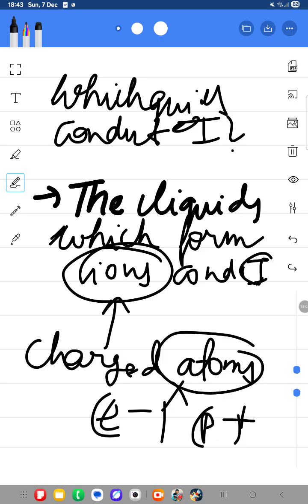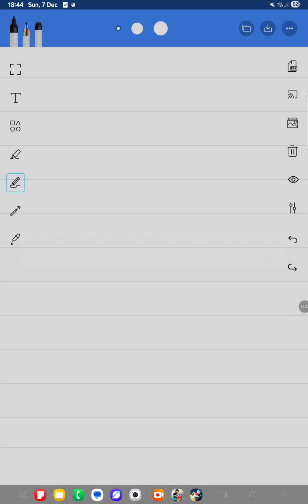Ions are of two types, cation and anion. Cation means negative, anion means positive. The atoms which are electrically charged are called ions. So now understand the definition. The liquid which forms ions conducts electricity. And so, which liquid forms ions, and how are ions formed in a liquid?